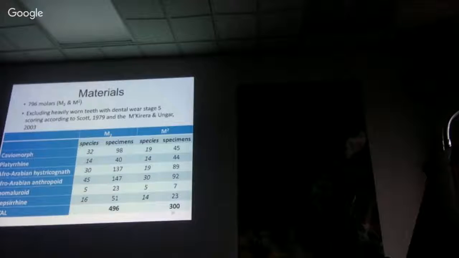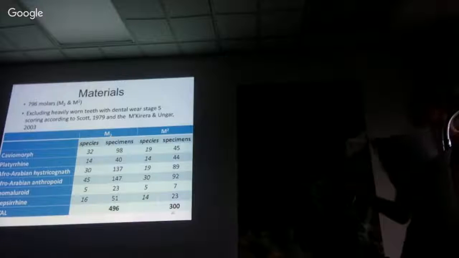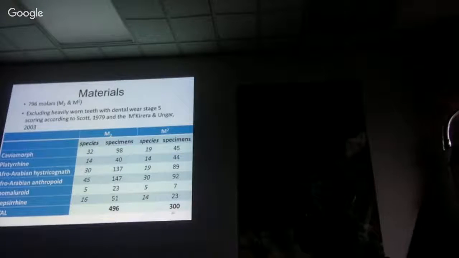Here I'm showing a breakdown of the sample per clade. How many species are represented by a lower second molar and an upper second molar, and how many specimens are present. So that's the total number of nearly 800, and then the number of species we see here as well.